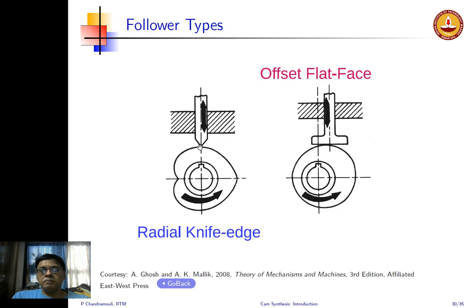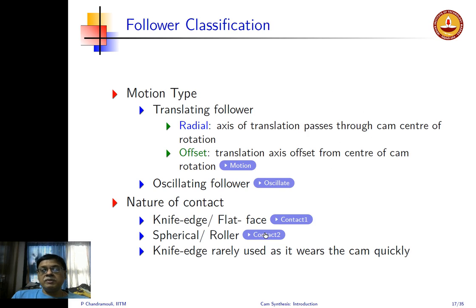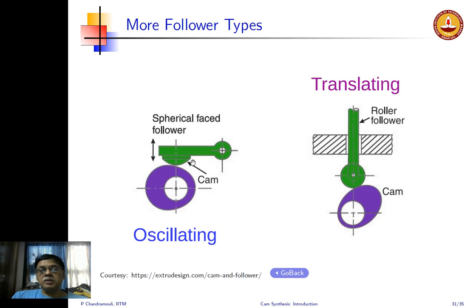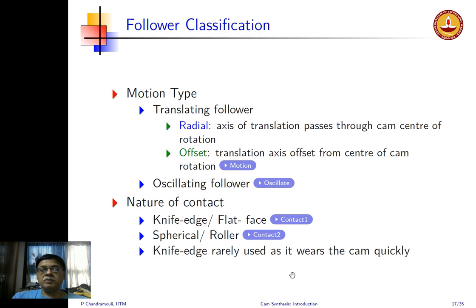If we go back to that same page, in terms of the follower motion, this is a translating follower. In terms of the type of follower, this is a knife edge. And this is called a flat face, as you can see, because the contact is happening with the face, which is flat. You can also have a spherical or a roller contact. So in this case, the oscillating follower has a spherical contact, and here this is a cylindrical roller. So these are roller followers.